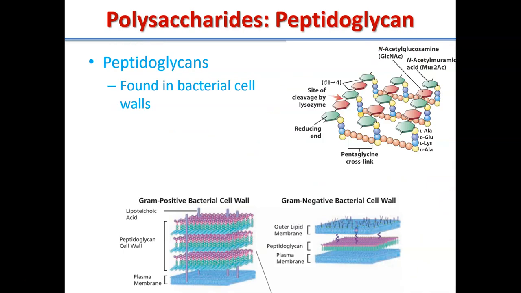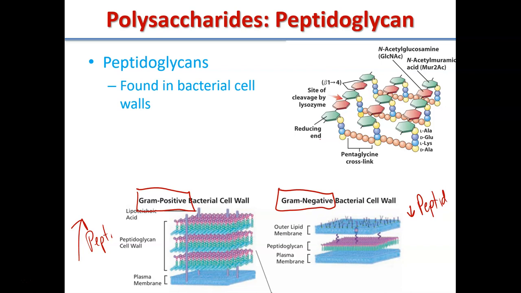Another polysaccharide is peptidoglycans. So these are found in bacterial cell walls. I don't know if you've been in a microbiology class or not, but you may have heard the term gram-positive versus gram-negative. That is a test used to kind of split bacteria up into 2 different groups. And gram-positive bacteria have a very high amount of peptidoglycan, while gram-negative bacteria have a very low amount of peptidoglycan.